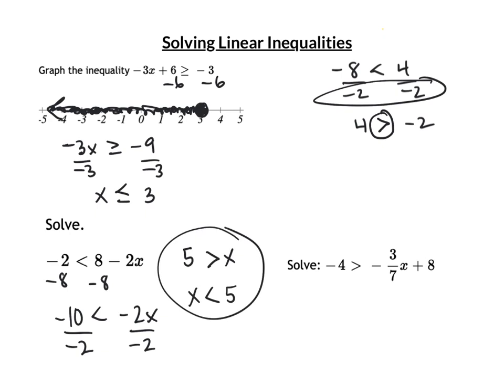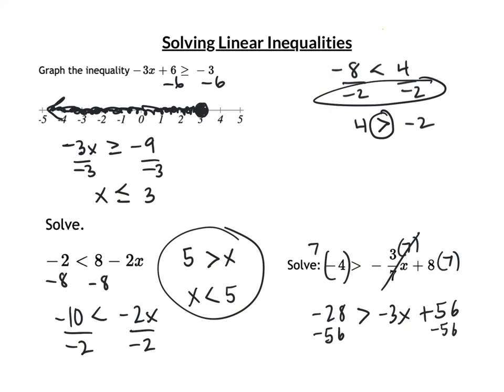Last example, I'm going to get rid of fractions. I'm going to multiply everything by my common denominator, common multiple of 7. Everything gets multiplied by 7. The 7's cancel. I get -28 is greater than -3x plus 56. I'll take a 56 off each side. And I get -3x is less than -84.